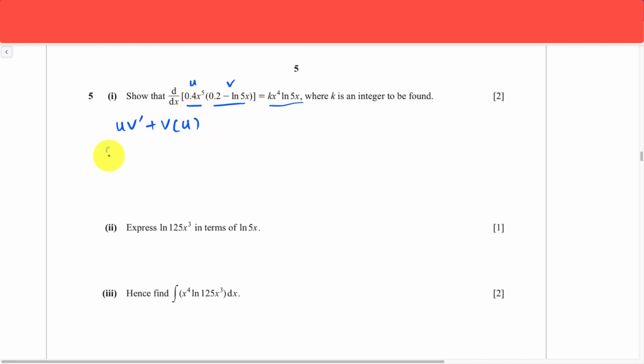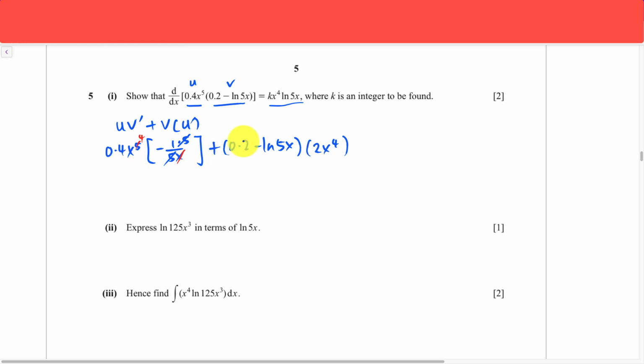So I will copy the first one, 0.4 x power of 5, and then differentiate this one. I will get negative 1 over 5x, and then I differentiate 5x, I will get 5 here. The 0.2 just gives 0. So I will plus, I copy the v, the whole thing, 0.2 minus ln 5x, and then I will differentiate the u. Differentiating the u, I get 5 moved in front, so you will get 2x power 4. Over here the 5 and 5 I will simplify, and the x and x I will simplify, leaving a power of 4.